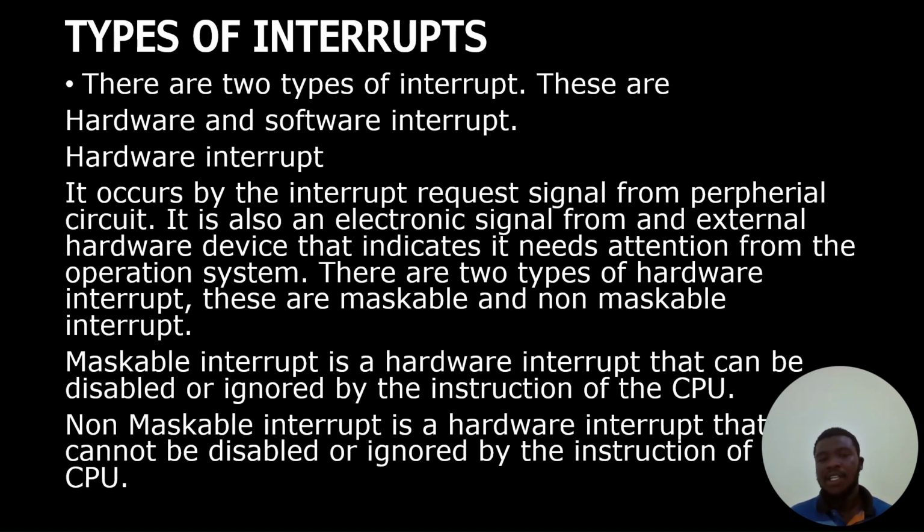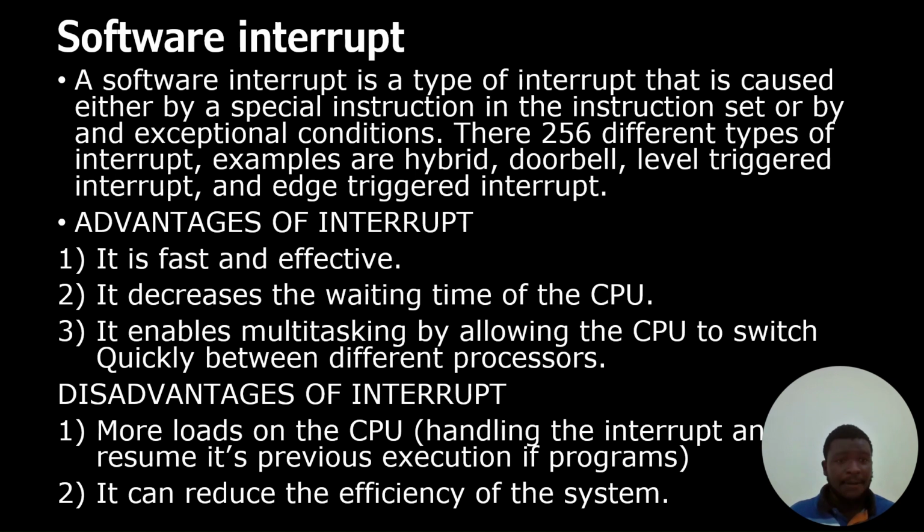And a non-maskable interrupt is a hardware interrupt that cannot be disabled or ignored by the instruction of the CPU. Meaning, with the non-maskable, when an interrupt needs to be serviced, whatever current program or task you are doing is placed aside, the interrupt is serviced, and then it comes back to your current program. But we now move down to software interrupt.